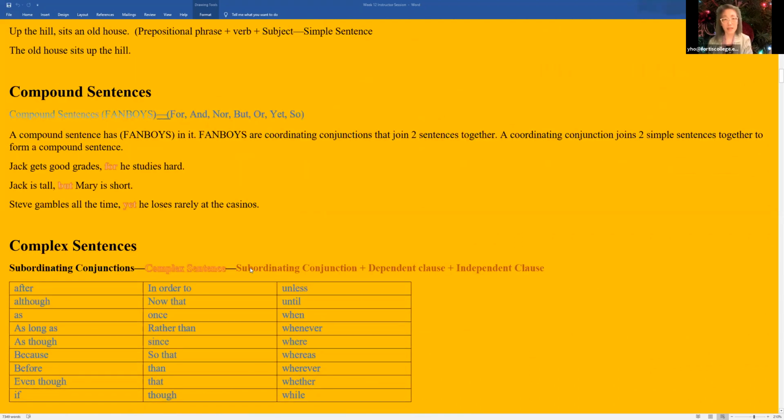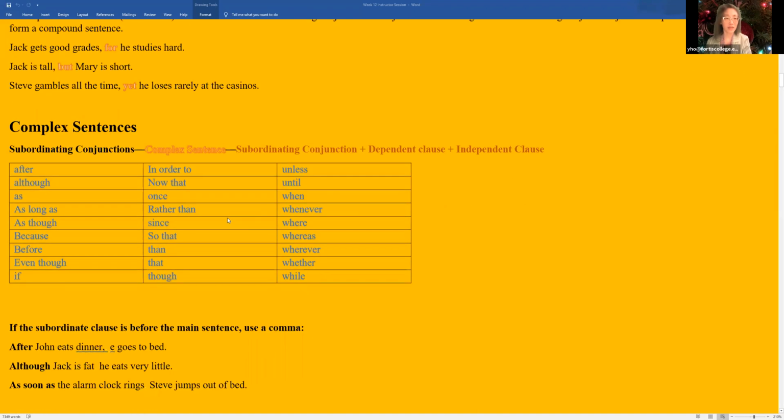A compound sentence is when you have fanboys connecting two independent clauses. So a compound sentence has for, and, nor, but, yet, so. And when you have a fanboys in the middle of two sentences, you have to have a comma. Jack gets good grades, for he studies hard. Jack is tall, but Mary is short. Steve gambles all the time, yet he rarely loses at the casinos. Oh, I wish that was the case with me.